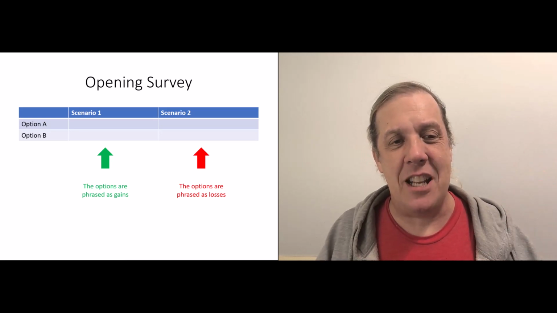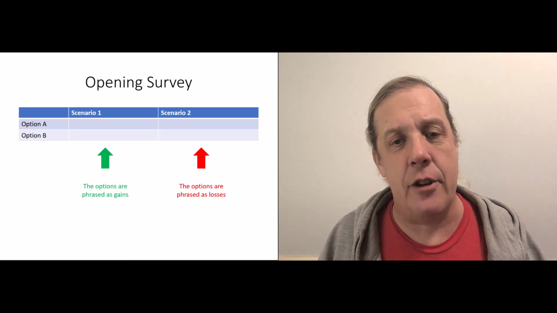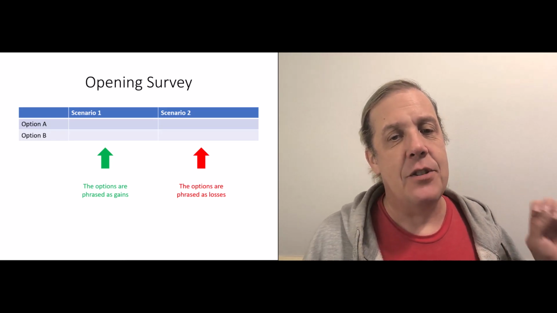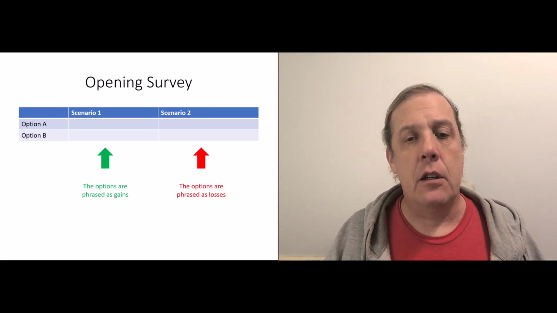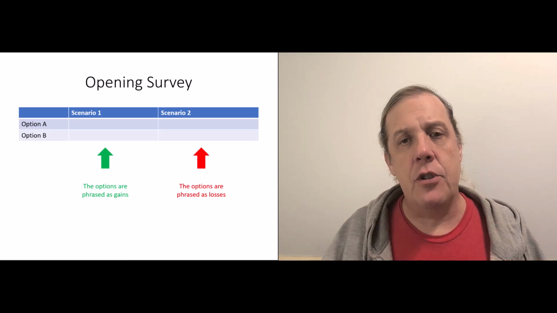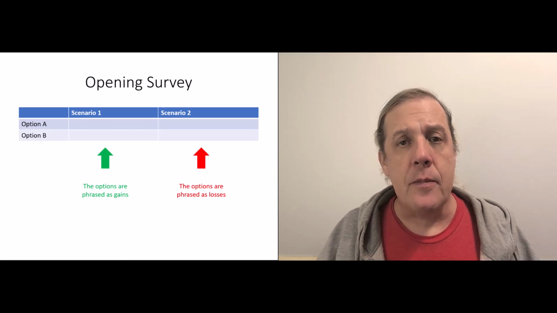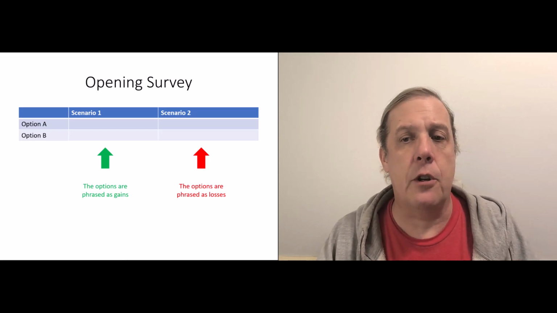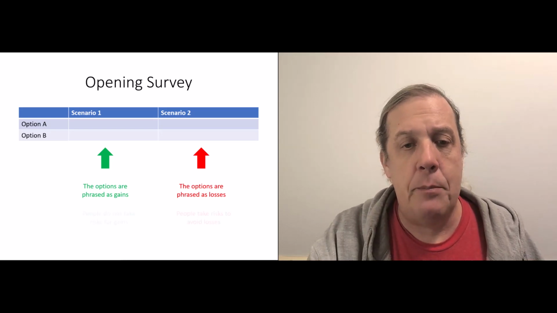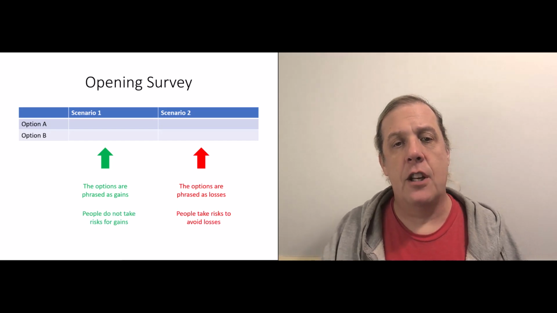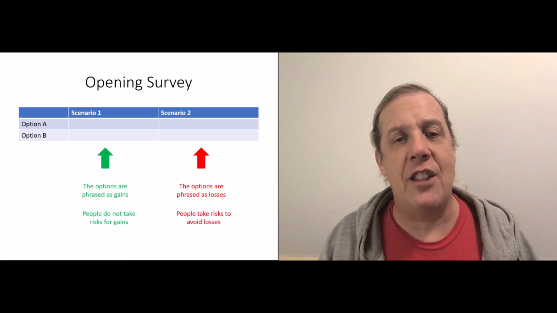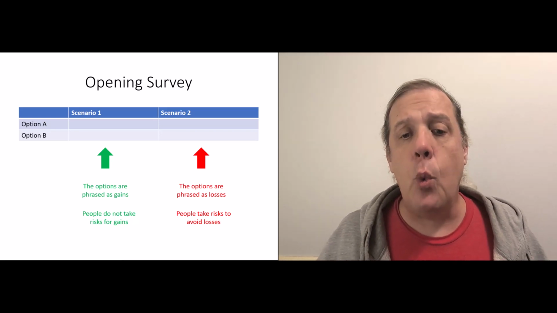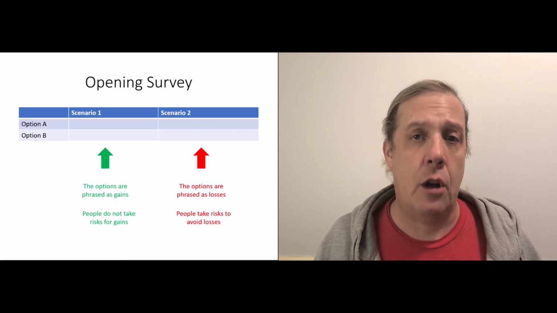And then for option B, you get $2,000 and either no money is taken away or $1,000 is taken away. So suddenly people's attitudes change. That is, if you just are talking about how much money you get for free, people are risk averse. People do not take risks for gains. However, all you have to do is give something and then say you're going to take it back. Suddenly things are phrased as a loss. People will take risks to avoid losses.